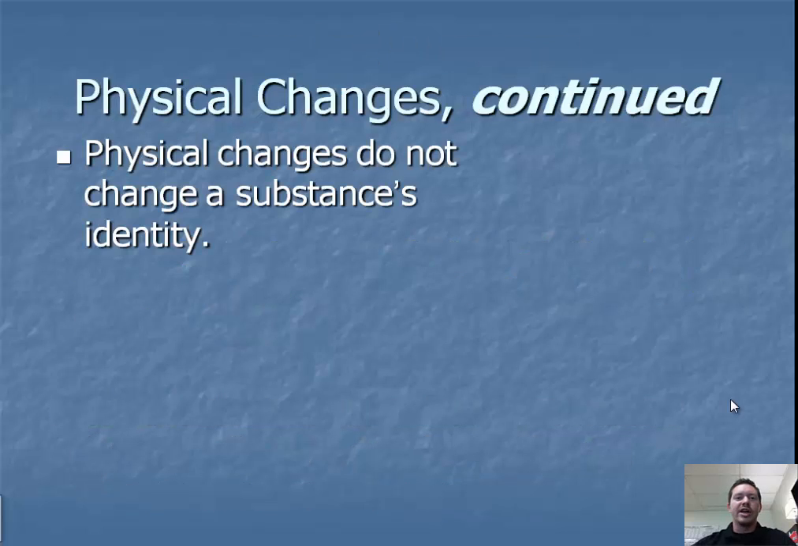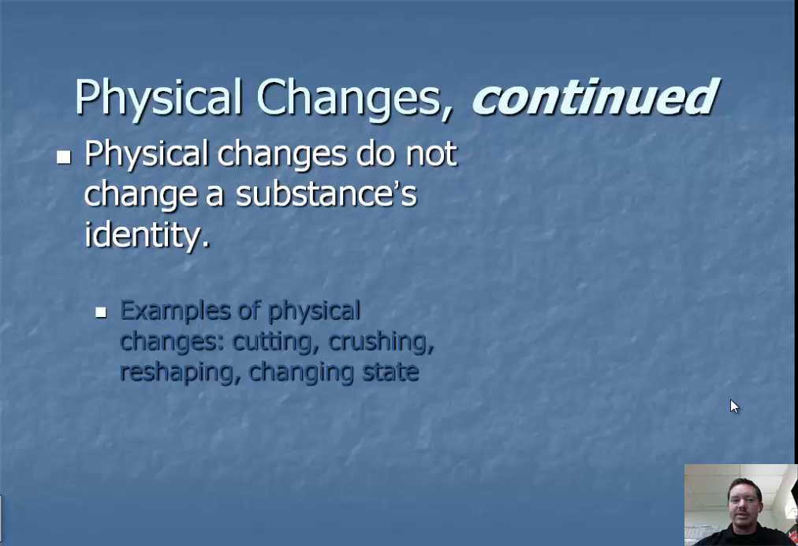So physical changes do not change the substance identity. You can still tell it's paper. Some other examples include cutting, crushing, reshaping, and changing the state. Anytime I change from a solid to a liquid to a gas, or a gas to a solid, anytime we're changing the state of matter, that's also a physical change. The substance at the molecular level is still the same. If I take water as an example and go from a gas to a liquid to a solid, it's still water at the molecular level. It's just changing the way it looks.